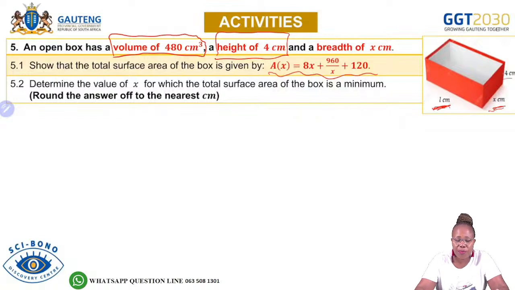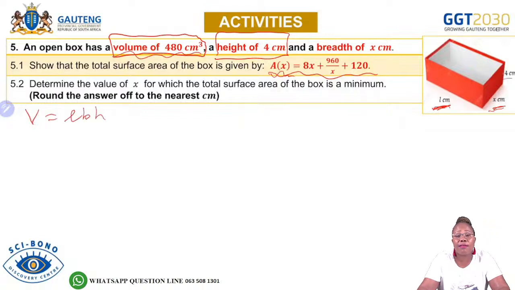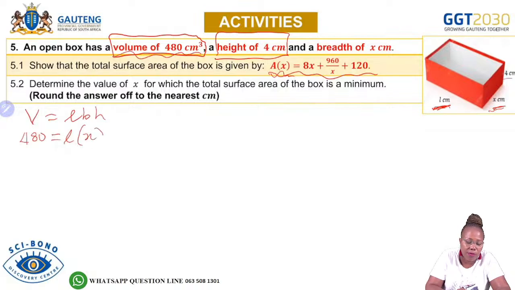What is your starting point? We can't start straight from the area because we are given a volume. So we start from the volume of a box, which is LBH, length by breadth by height. And then what is the volume? The volume is 480 cubic centimeters. What is the length? We don't know. The length is represented by L. What is the breadth? The breadth is in terms of x. And the height of the container is 4 centimeters.